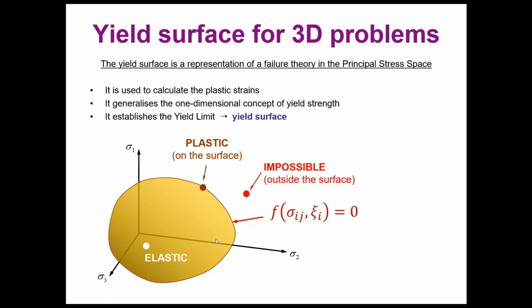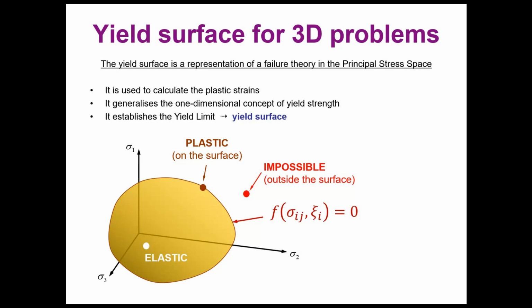So you define first a region. This region defines a volume where inside you have elastic deformation only. The surface defines the region where you have plastic behavior in terms of stresses and strains, and it's impossible to be outside, because the only way to be outside is to make the surface expand or contract.